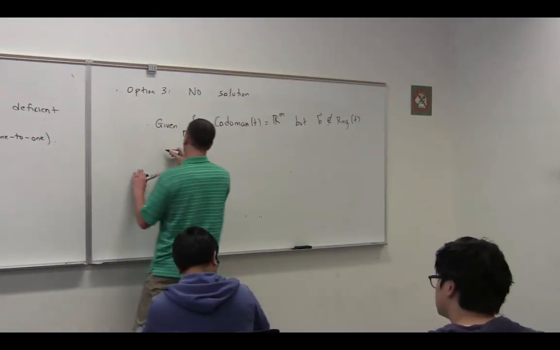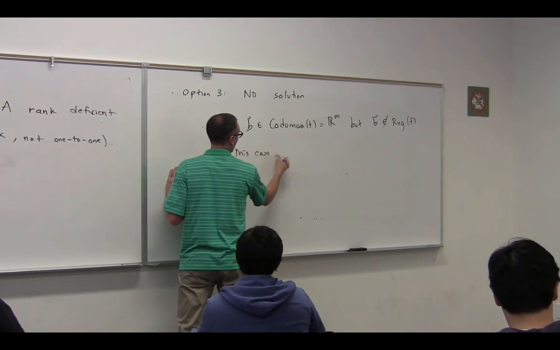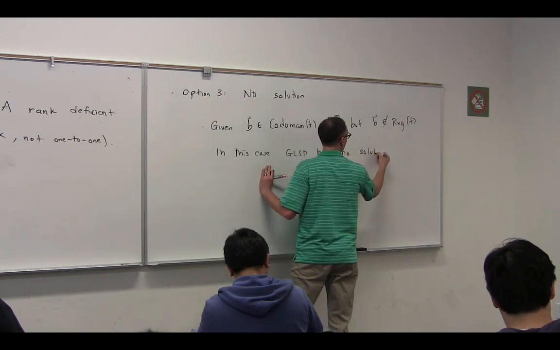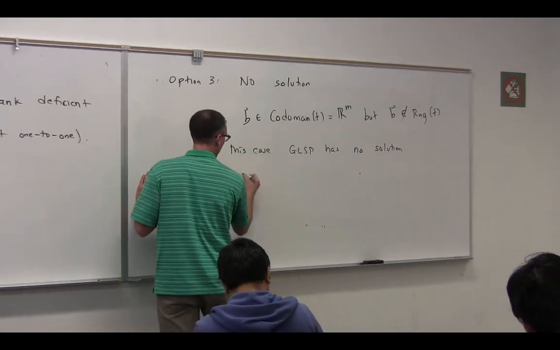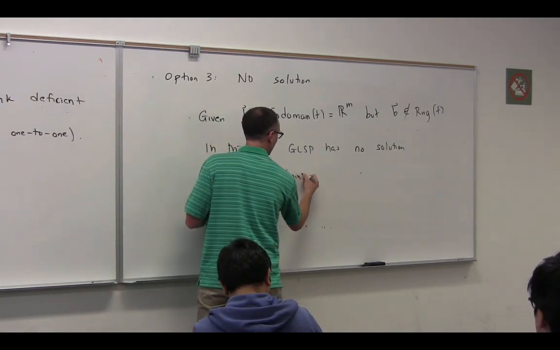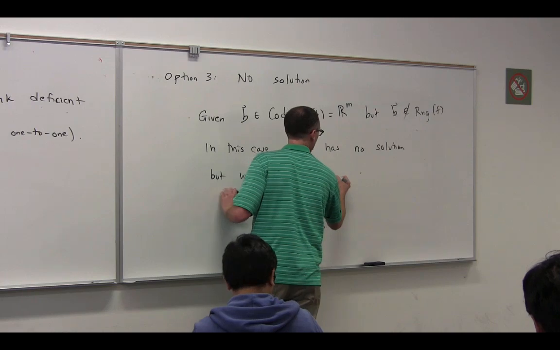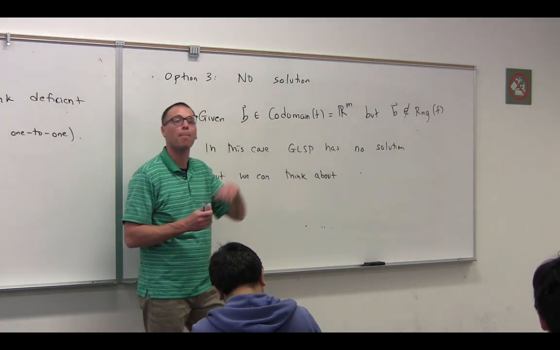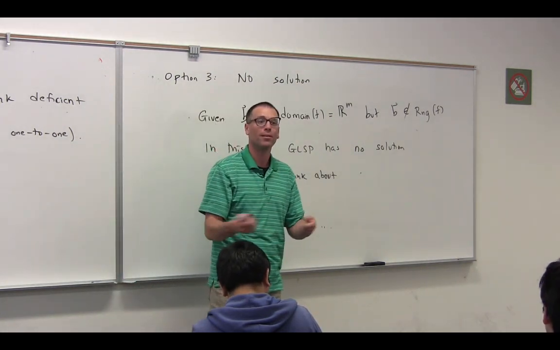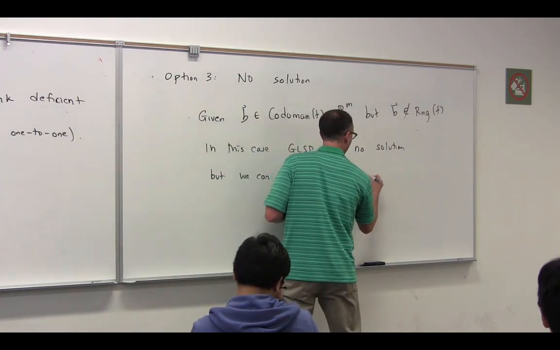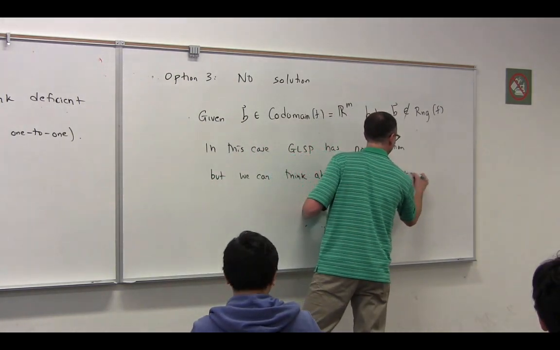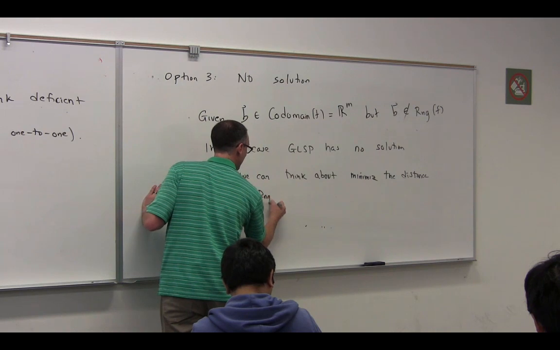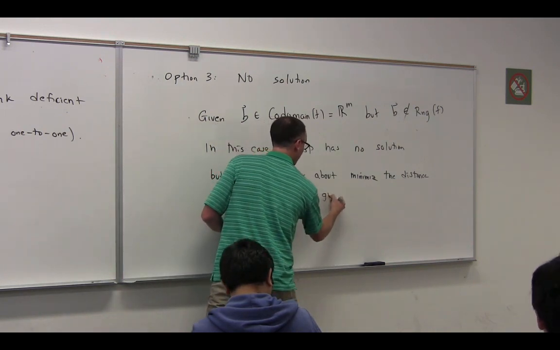In this case, the GLSP has, can you guess what I'm about to write? No solution. But we can think about, well, what did we do in that case? When there was no solution over there, what was a hint that we gave? Minimize the distance between the possible solutions and the given output. We can think about minimizing the distance between the range of f and the given b.